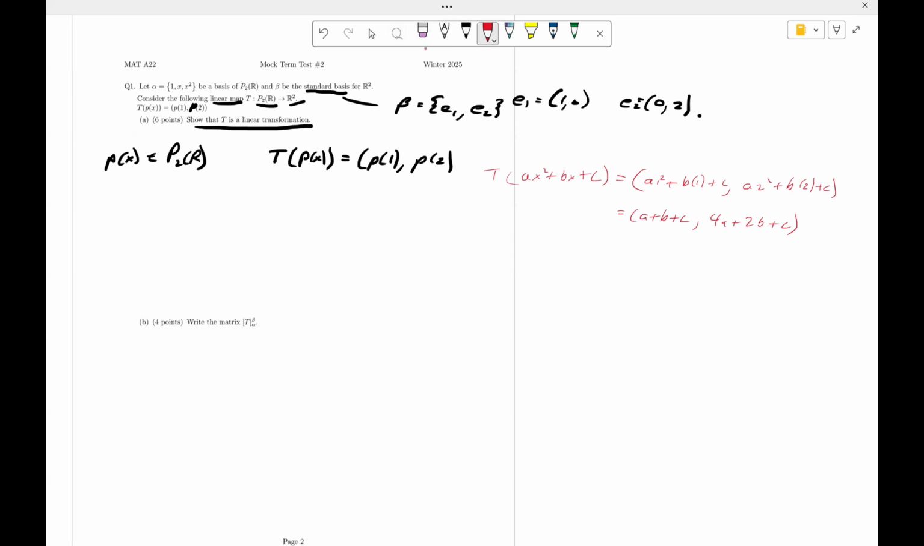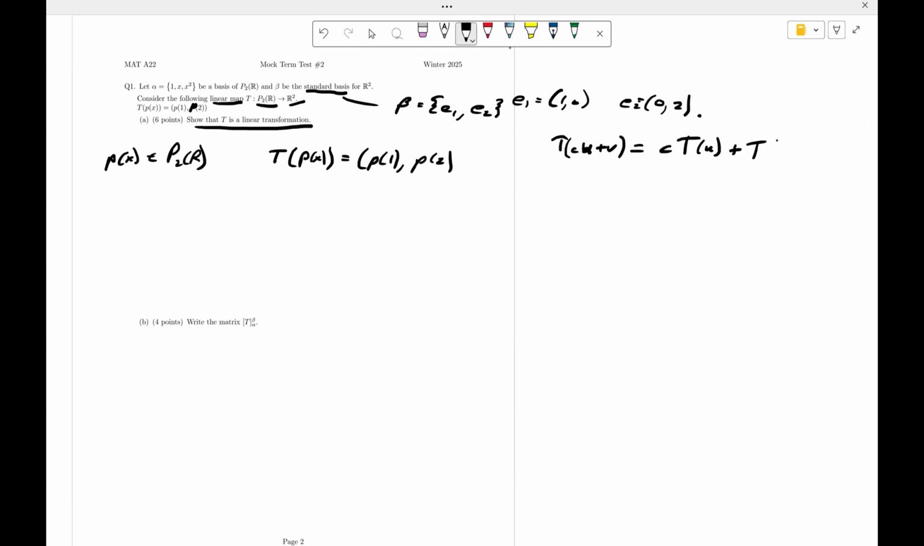Okay. Now, we don't have to do generic elements like this to prove it's linear. It's helpful when considering the matrix representation, but for now, all we have to do is consider two polynomials and a constant, because to show something is a linear transformation, we show that T(cu plus v) equals cT(u) plus T(v). This is our goal.